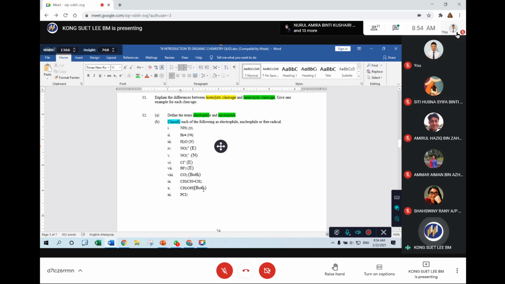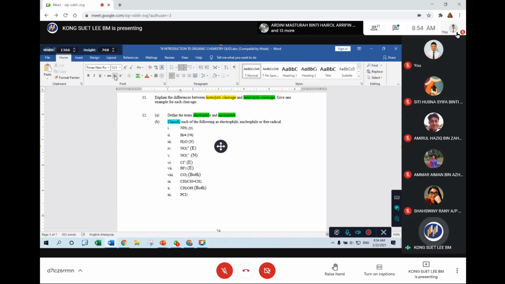Faham tak? Kita kena tengok kerana CO2 kan dia ada C ada O. C tu electron density dia kurang, partially positive. That's why dia ialah electrophile. Tapi kita tengok O partially negative. Jadi O je lah nucleophile. Sometimes dia lah melipatkan O juga. Same for CH3OH.